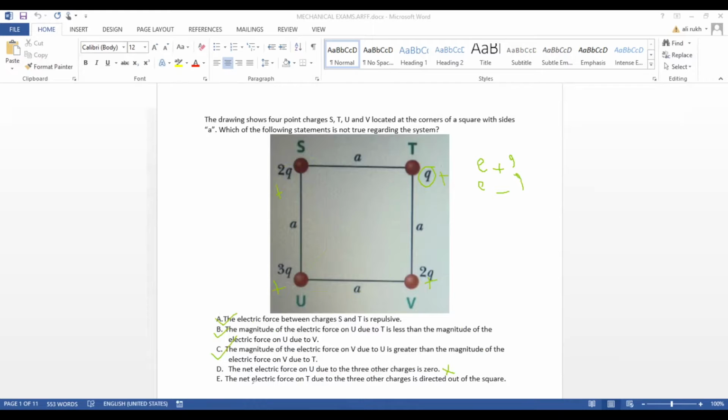Let's look at the statement E. The net electric force on T, they all are repelling T out of the square, out. So that is correct. The only statement that is not correct is D, which says the net electric force on T due to the other charges is 0, which is not 0. This is pushing out, this is pushing out, and this is pushing out as well. By 0, it means that all the forces are balanced.